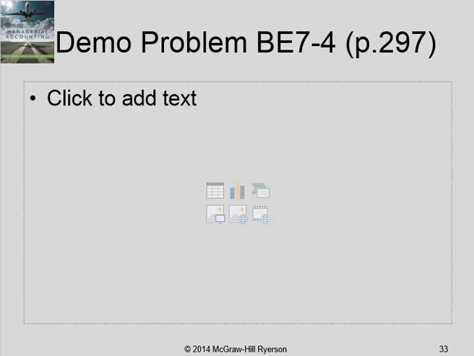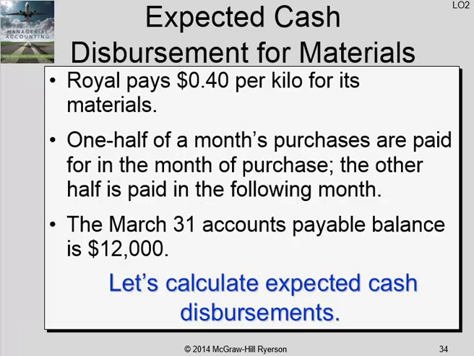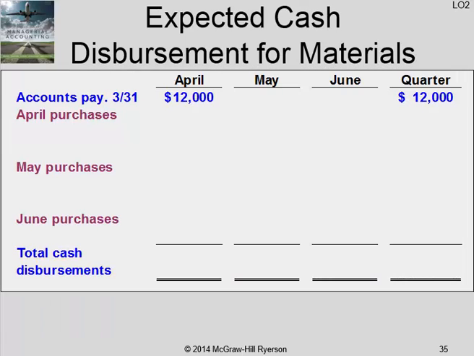Okay, so having looked at the purchase of materials, we can now talk a bit about cash disbursements, and we figured out how much we have to pay and so on. Going back to our Royal example, they pay 40 cents per kilo. That's nice. But now here's where we have that lagging effect. Same sort of thing as we dealt with in the collections, right? Half a month's purchases are paid for in the month of purchase, and the other half is paid in the following month. So maybe their credit terms are net 15, for example. And so how would we go about dealing with that?